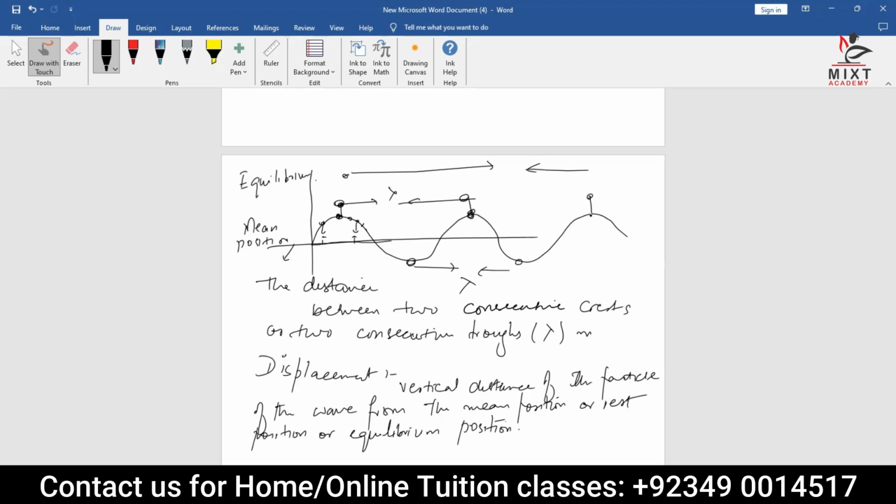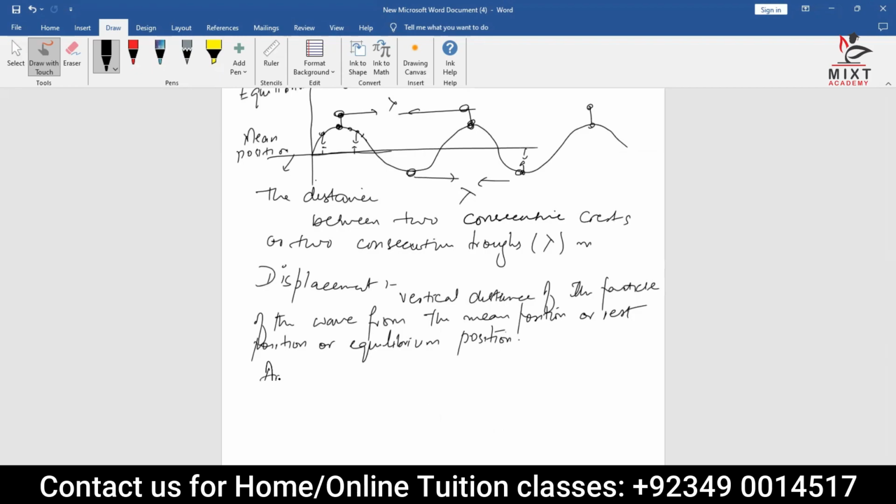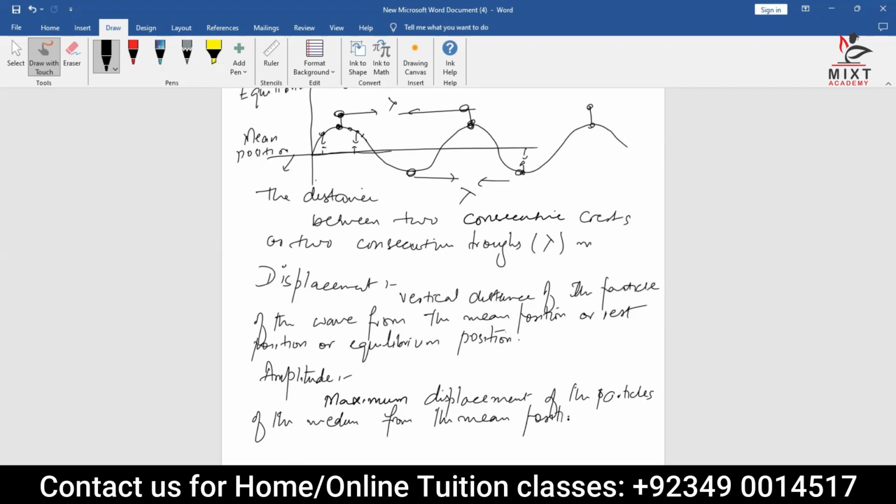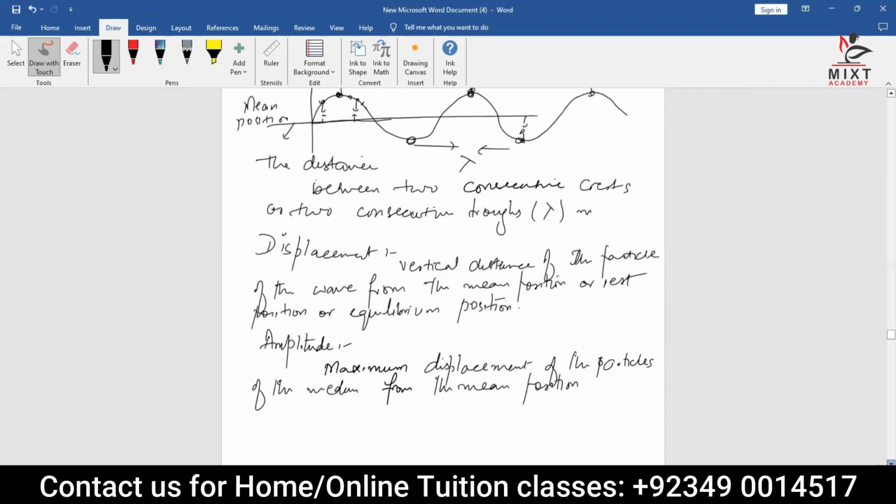Like those particles which are here or here or here, if I consider their displacement, that will be the amplitude. So amplitude is what? Maximum displacement of the particle of the medium, particle of the wave from the mean position or rest position or equilibrium position. This is what we call amplitude. These are the terms we will be discussing for the longitudinal wave as well. Now, longitudinal wave.